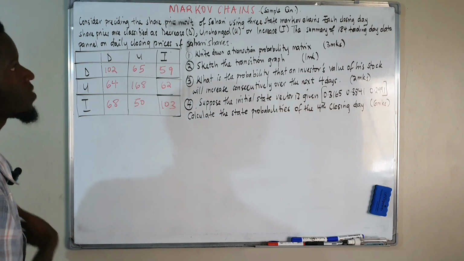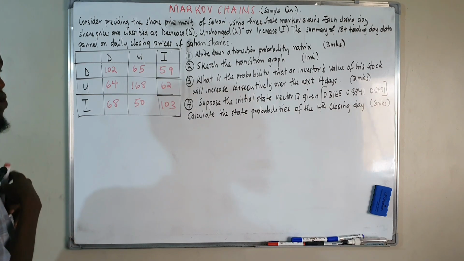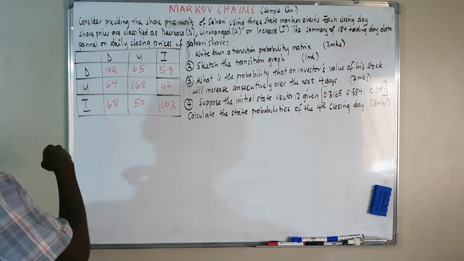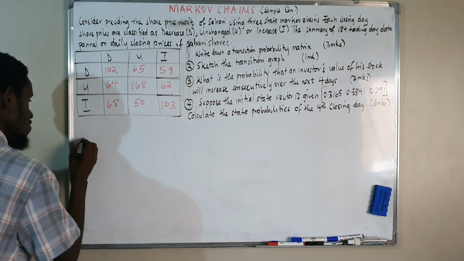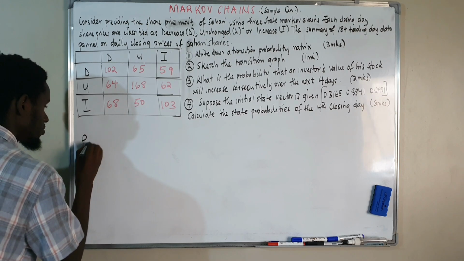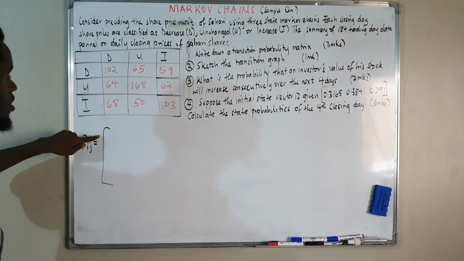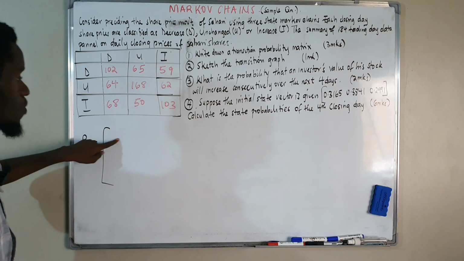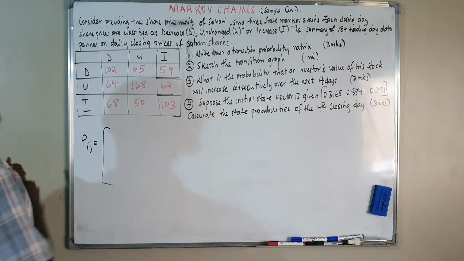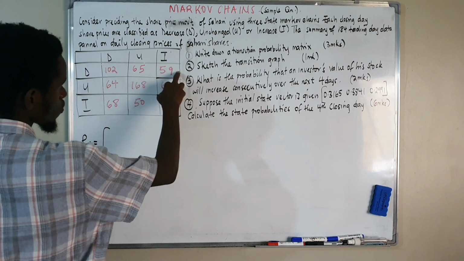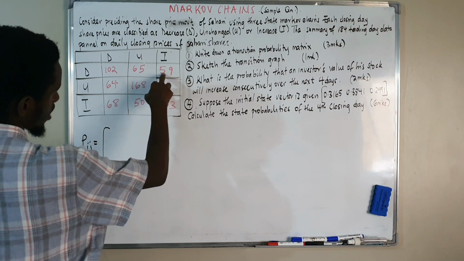Write down the transition probability matrix. What we need to know is that the sum of each row of a transition probability matrix has to add up to 1. Therefore, if I write my Pij here, I'll have D, U, and I here, but remember the sum of the row has to add up to 1. Therefore, I need to find the sum of this whole row. Then I say 102 divided by the sum, 65 divided by the sum, 59 divided by the sum.